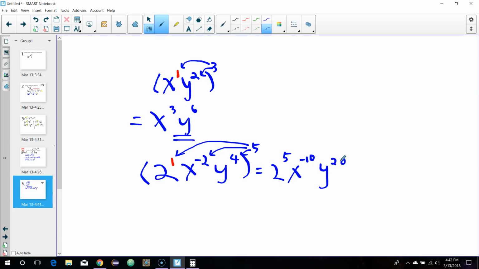So after last lesson, whatever we did, we cannot stop here. Hopefully you can see it. I'll give you 2 seconds. Okay, 2 seconds is over. You should do something with this. Because I have a negative power. The negative power basically means I have to move this down. It depends on where it exists. If it's on top, I'm going to move that down. So 2 to the power of 5, y 20, and the one with the negative is going to go down. So x to the power of 10. There you go.